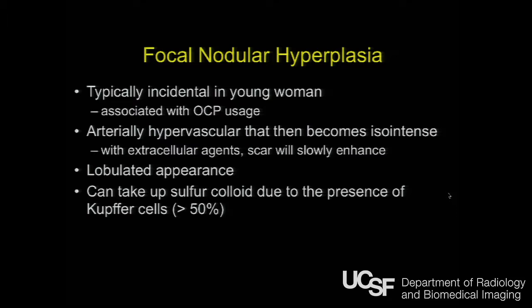The classic finding is a lesion that is arterially hypervascular that in essence fades on T2 weighted imaging as well as delayed post-gadolinium contrast or post-iodinated contrast imaging. It has a characteristic lobulated appearance as well as a central scar that we'll talk about in the next slide.